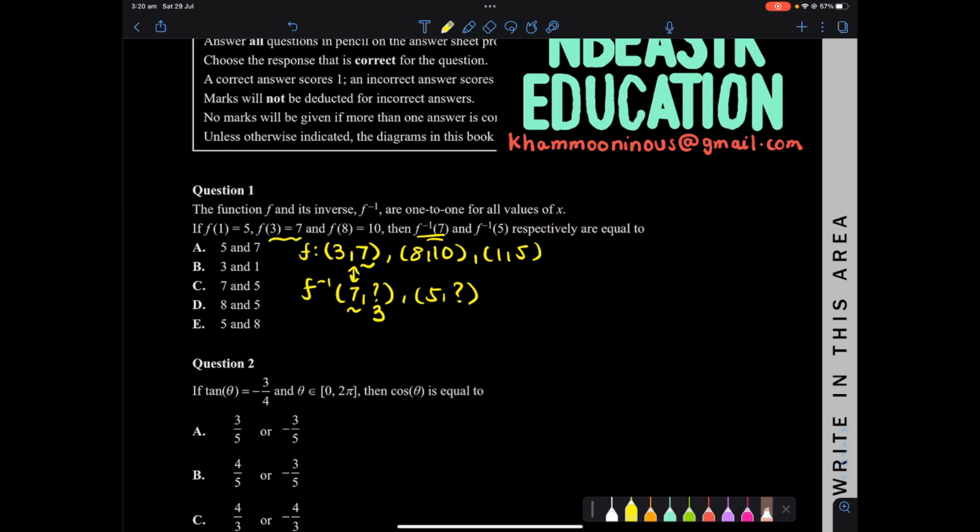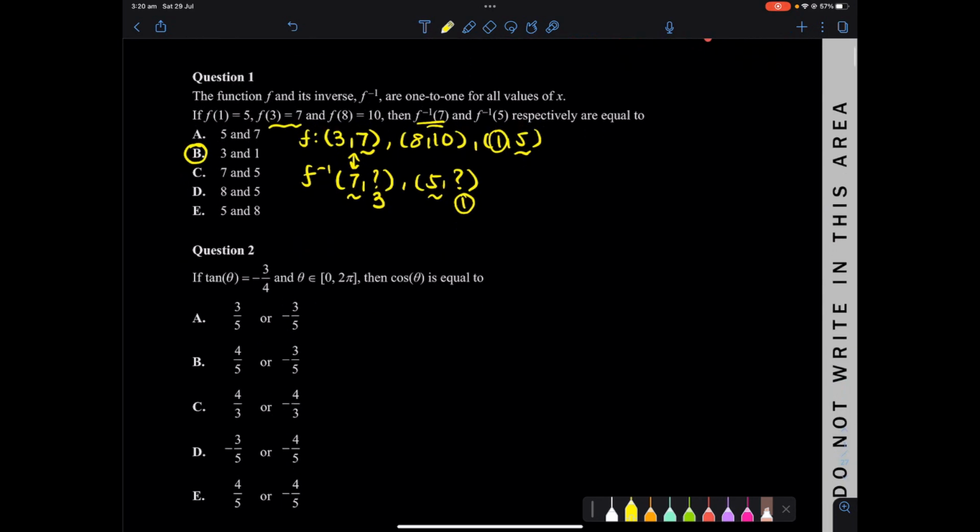Now look at the 5. Your x value would have been your y value. So now it means that the question mark is 1. So respectively they are equal to 3 and 1. So for question 1, it's B.